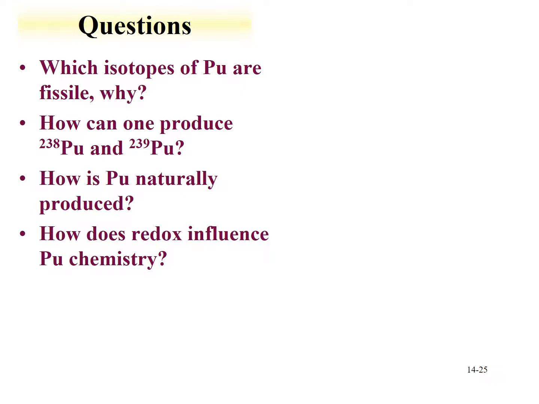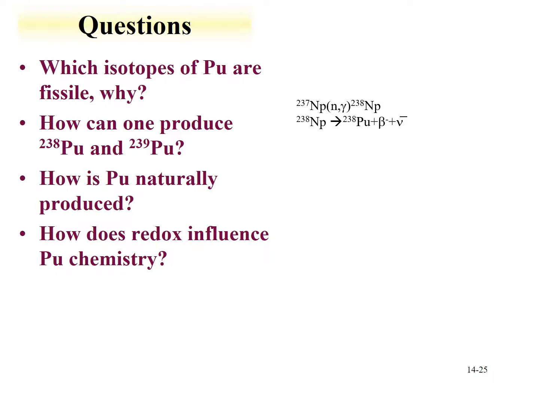Which isotopes of plutonium are fissile? Why? Well, the odd-A plutonium isotopes are fissile because they have the unpaired neutron. The primary example is plutonium-239. How can one produce plutonium-238 and plutonium-239? Let's take these in series. For plutonium-238, one can do neutron capture on neptunium-237. That produces neptunium-238, which undergoes a beta decay, and that produces plutonium-238. Again, this is the route by which plutonium was discovered.